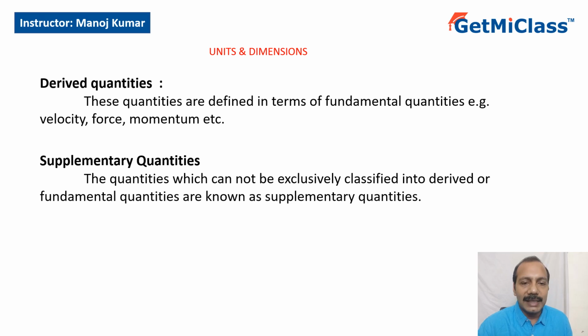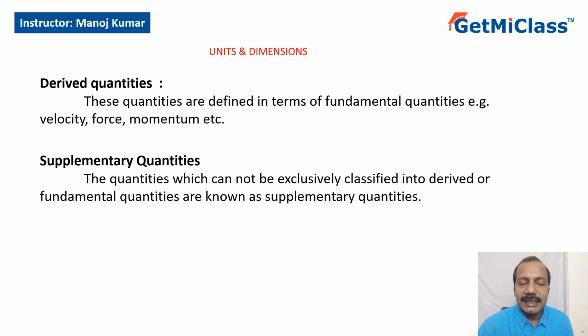Velocity, length by time, is a derived quantity. Force, mass into acceleration, is a derived quantity. Momentum, mass into velocity, is again a derived quantity. So any quantity which is expressed in terms of fundamental quantities is known as a derived quantity. Then we have a third category of quantities. Those are supplementary quantities.